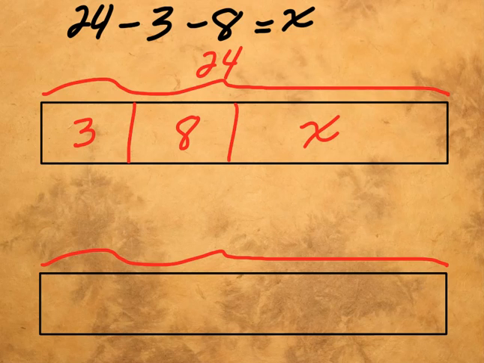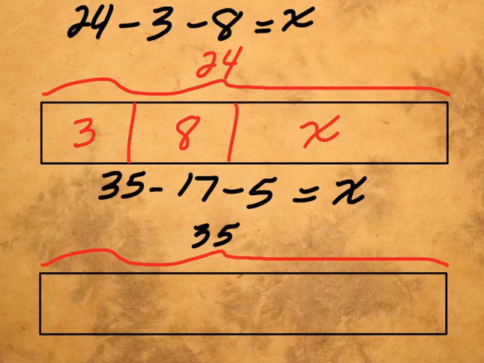So let's take a look at this. I've got a second example here. So we have 35 minus 17 minus 5 equals x. So how would I fill in the blanks here? Well, maybe you want to take a stab at this before I try. You can pause it right here, kind of have a little thought experiment. Okay.